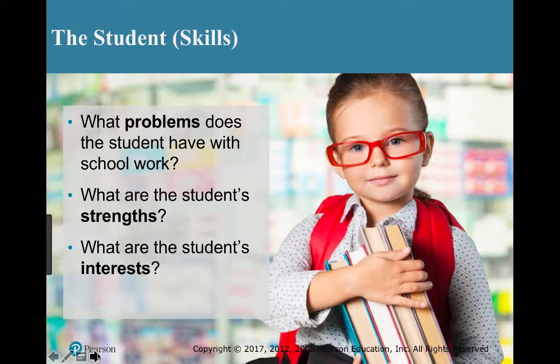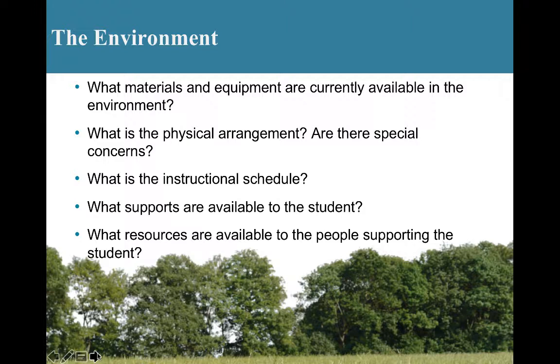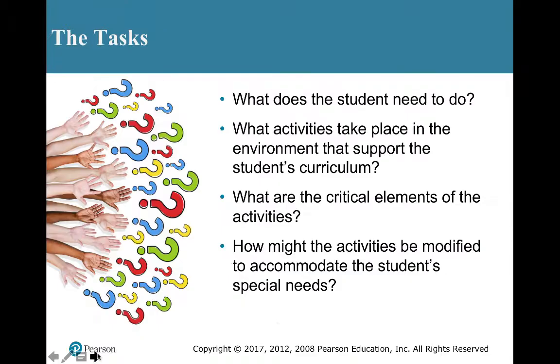So skills. What problems does the student have with schoolwork? How can technology support that? What are the student's strengths? What are the student's interests? The environment. These are, again, questions that we ask in the SET process. What materials and equipment are currently available in the environment? What is the physical arrangement? Are there special concerns that we have to consider in the physical environment? What is the instructional schedule? What supports are available for the student? Will the student need additional supports? And what resources are available to the people that are going to support the students? Because teachers need to learn all of these devices as well.